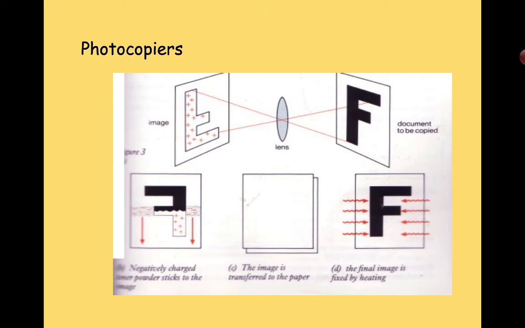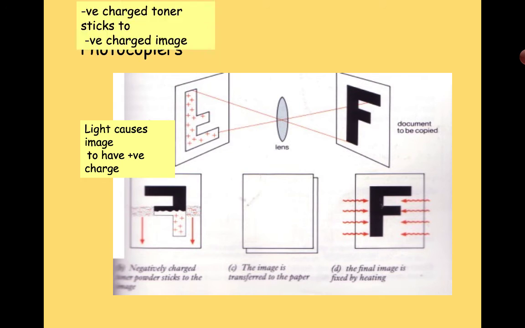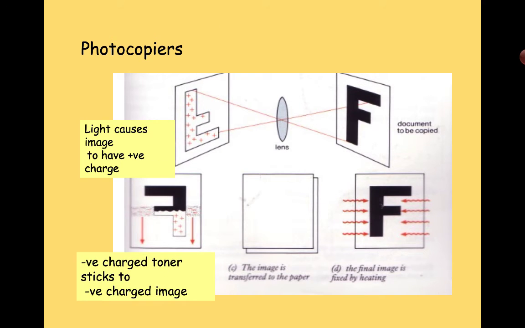Photocopiers. I never knew how these worked. Well, what happens in a photocopier is light causes the image to have a positive charge. The toner that goes into the photocopier has a negative charge, and this attracts itself to the negatively charged image. The image is transferred to paper. That should be positive, shouldn't it? I'm sure that should be positive.